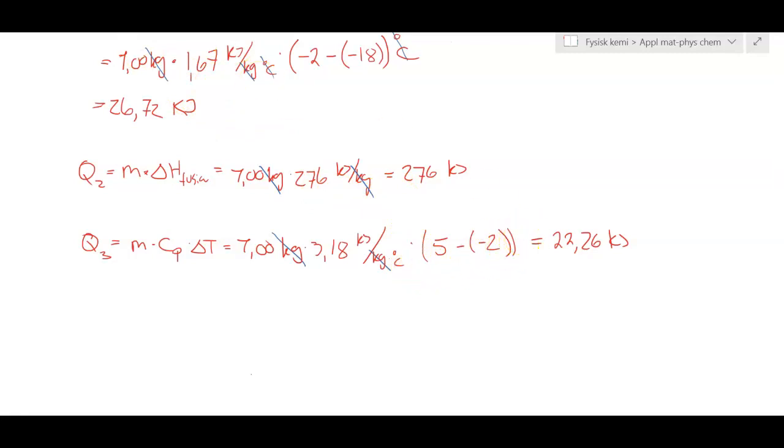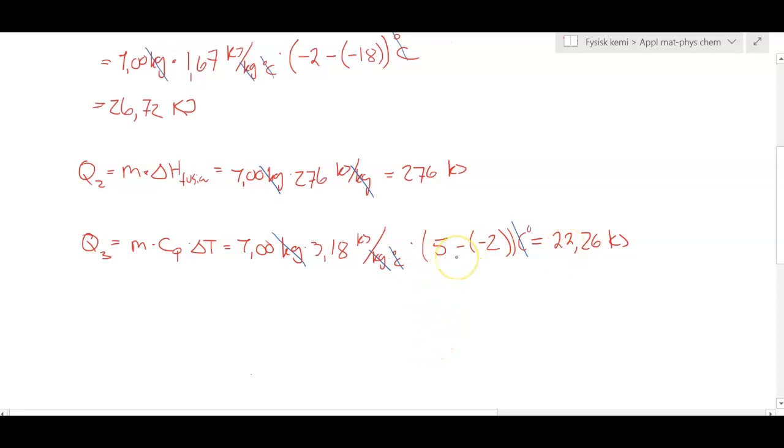So that was good that we remembered the units, such that the degree centigrade for the change here actually also included. That's why we always want to control the units, such that we know that we don't forget stuff.